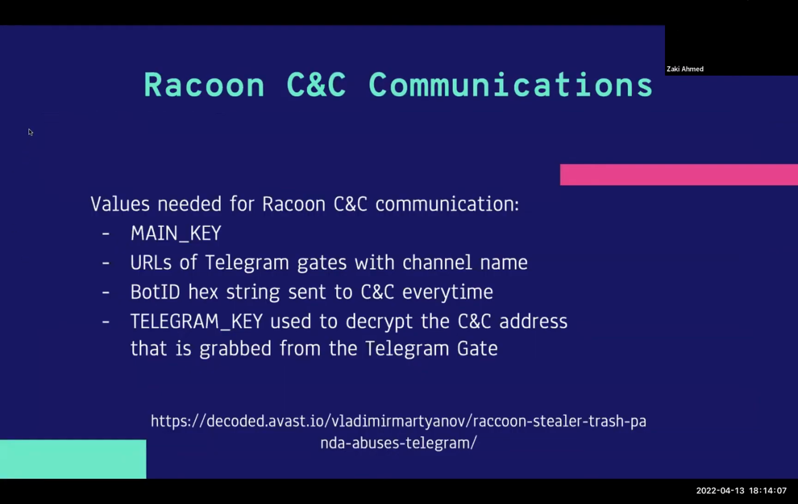And so Raccoon command and control communications needs several values to actually work. They need the main key, the URLs of the Telegram gates with the channel name, the bot ID hex string sent to C&C every time, and the Telegram key used to decrypt the C&C address that is grabbed from the Telegram gate. This is not stuff you can just directly see coming through on the packet capture. You can see the files coming through, but you actually have to download those and disassemble them to find where it's storing those keys to use there.